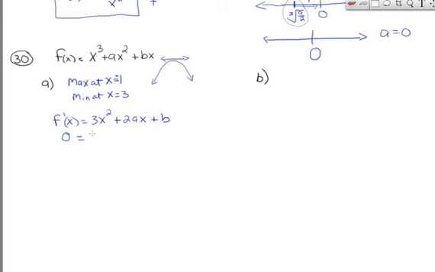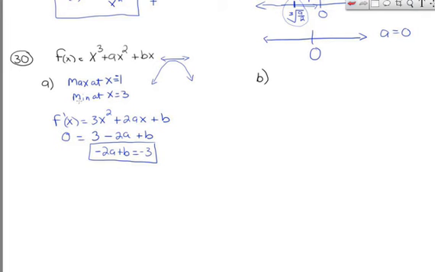-1 squared is 1. Minus x is -1, so minus 2a plus b. Or I could say -2a plus b equals -3. Alright, so I have an equation with an a and a b in it. No way I can solve that by itself.